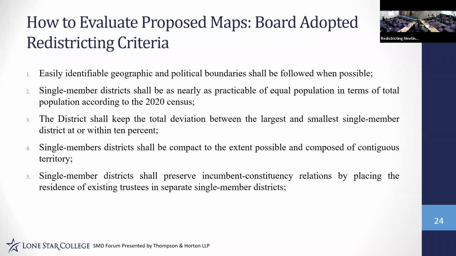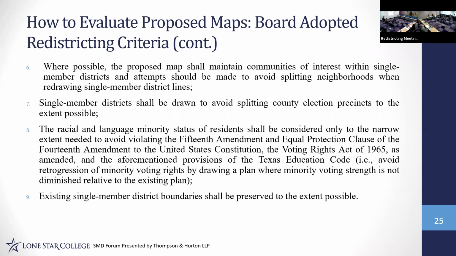So in order to maintain continuity of government, we're permitted to have, as a map drawing principle, preserving incumbency constituent relations by not drawing a current trustee out of their district based on residency. If you'll go to the next slide.